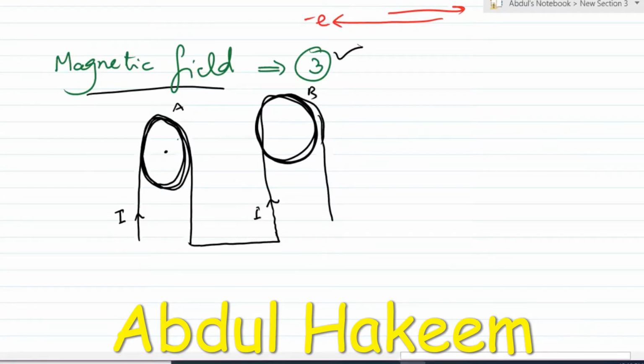If the distance from the center to the center, x, is equal to the diameter of either coil, then definitely at the point P, the magnetic field will be uniform.